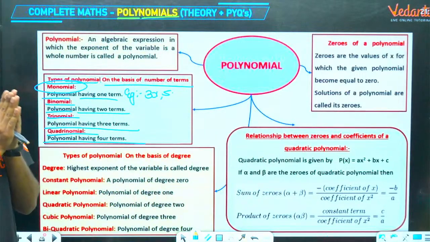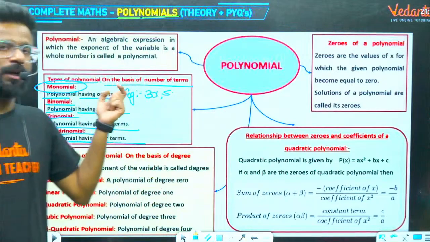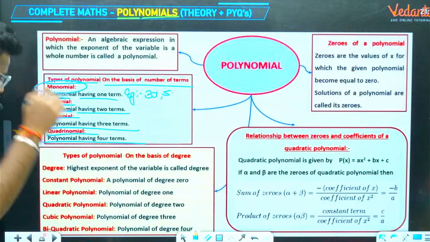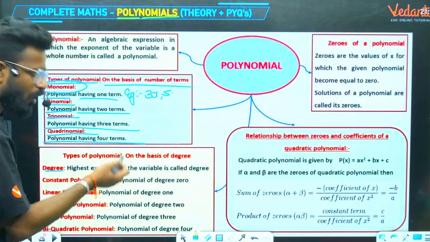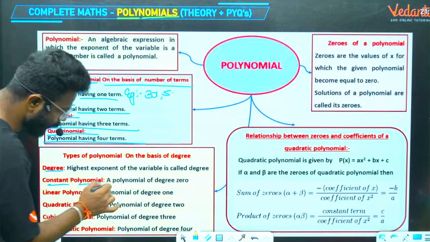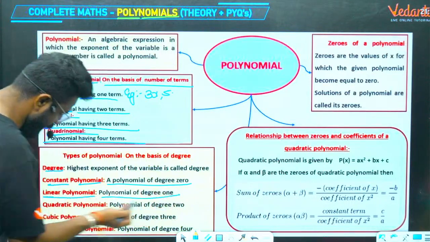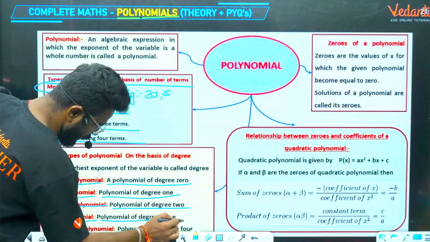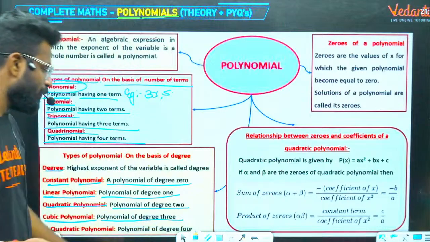Right. So types of polynomial on the basis of degree. Here it was types of polynomial on the basis of number of terms, but here types of polynomial on the basis of degree. Degree means the highest exponent of the variable, or the highest power of the variable is also called a degree. Constant polynomial, a polynomial of degree 0. Linear polynomial, a polynomial of degree 1. Quadratic polynomial, degree 2. Cubic polynomial, degree 3. Biquadratic polynomial, or we can say quartic polynomial, degree 4.